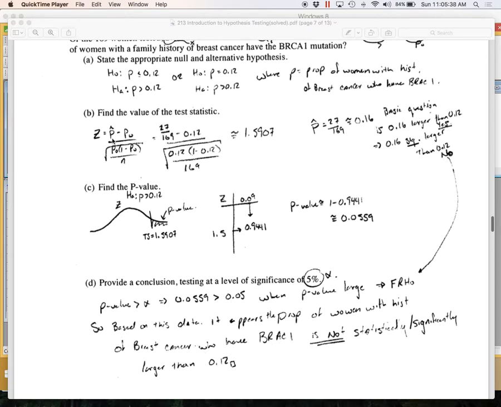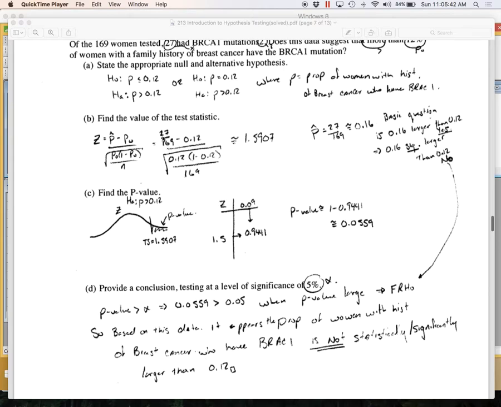Let's find the test statistic. Here's the formula. Out of the 169, I found 27 of them. So 27 out of 169, subtract the hypothesis, which is here in the hypothesis. So 0.12, and again on the bottom it's the hypothesized. So 0.12 times 1 minus 0.12 all over 169, square root. Here's the test statistic. To transform this into a p-value, if it's me, I like to draw the pictures.